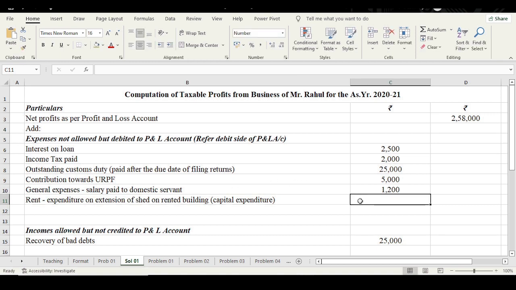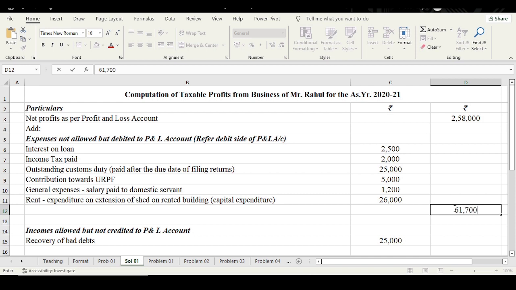Okay, amount is rupees 26,000. Now let us add all these things. Okay, this total will be rupees 61,700, and if you add the 61,700 to 2,58,000, we will get 3,19,700.